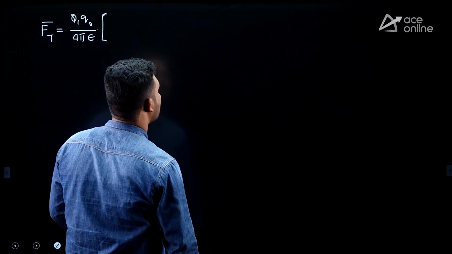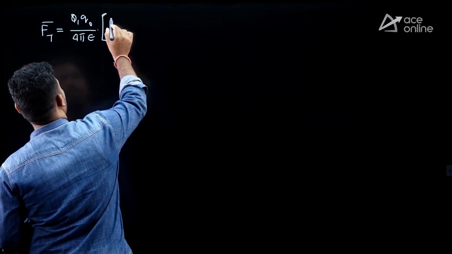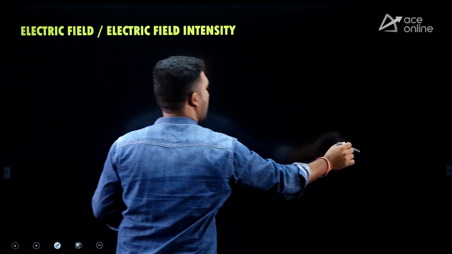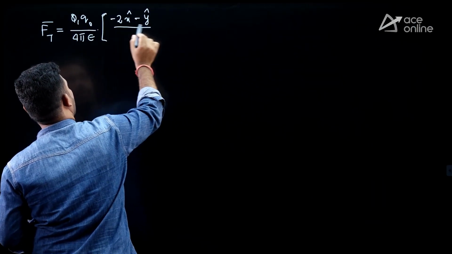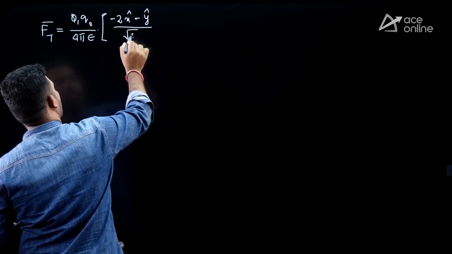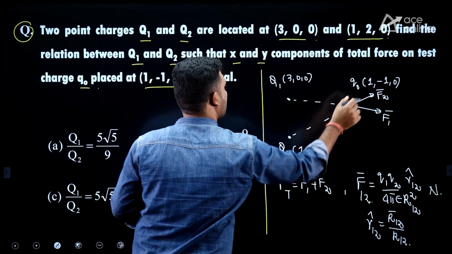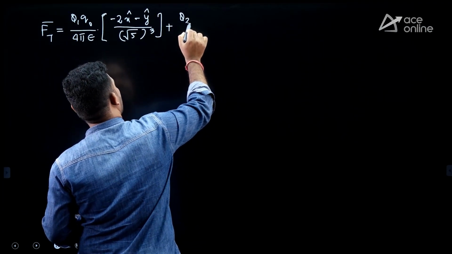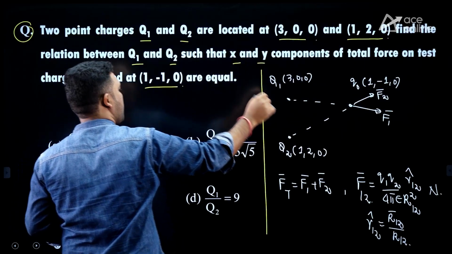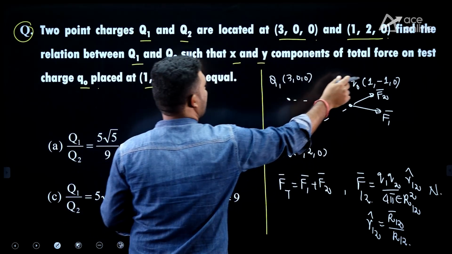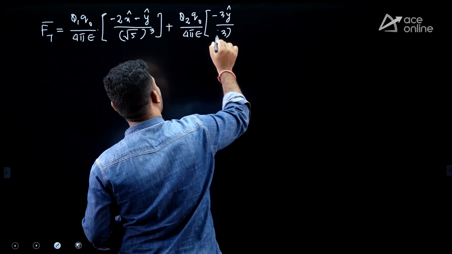Okay, guys. So it is 1 minus 3. So this point minus this point, it is 1 minus 3 is minus 2 x cap. Minus 1 minus 0, it is minus y cap divided by square root of 2 square plus 1 square, it is square root of 5 cube. Plus, between these two things, guys. So it is Q2 into Q naught divided by 4 pi epsilon, (1 minus 1, 0 minus 1 minus 2), it is minus 3 y cap. What is the magnitude of this one? It is 3. It is 3 cube.